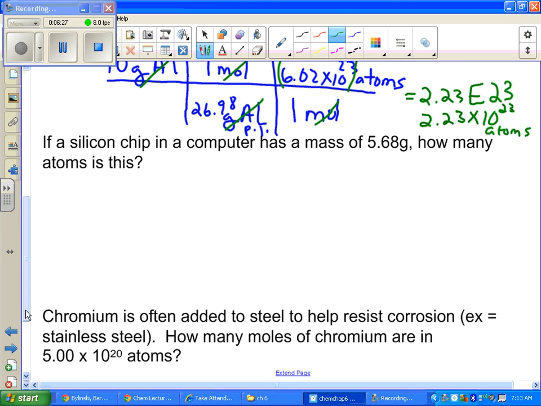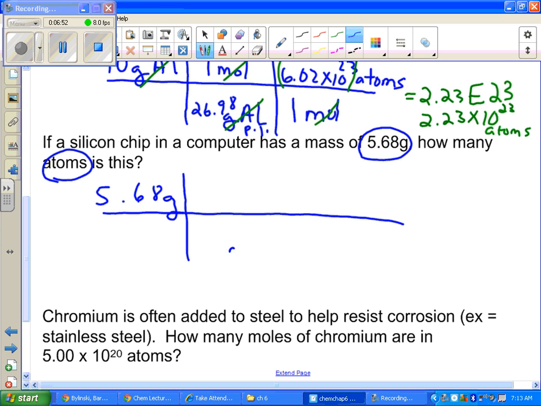All right, this is actually going to be a very similar problem. We have silicon, which is used to make computers. So I'm starting with what? 5.68 grams of it, and what am I trying to find? Atoms. So this is another gram to atom problem. Start with the number that was given and draw your scheme.